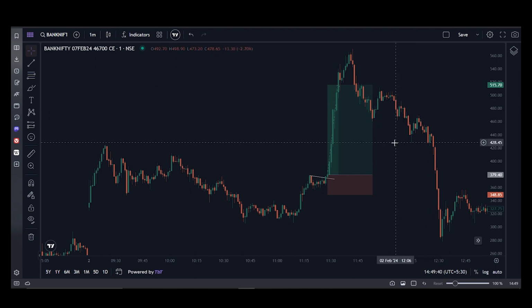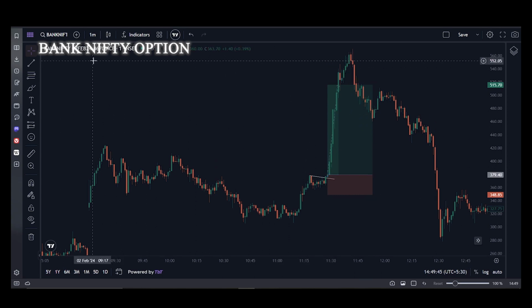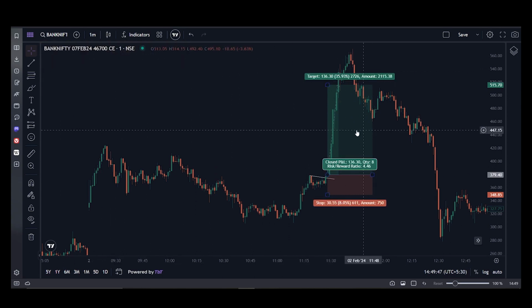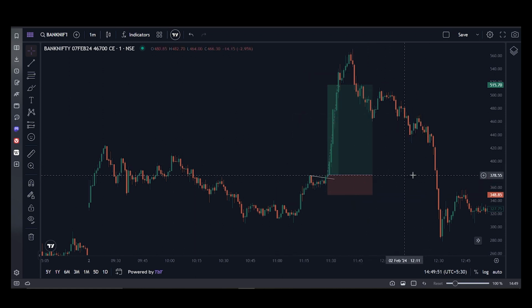Today we are going to analyze how I managed to book 136 points profit in a Bank Nifty option, that is the 46,700 call, with a risk to reward ratio of 1:4.46. Here you can see that I placed my entries at around 379 and exited at around 515 rupees.